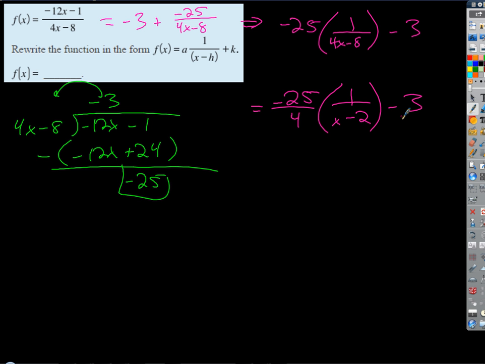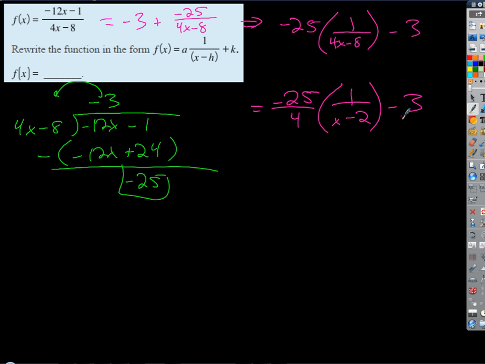Okay, what's A then? A is weird this time. It's a fraction, right? What is it? Negative 25 fourths. Yeah, it's a fraction. That's all right. It can be a fraction. What's H? 2. What's K? Okay, negative 3. So it all worked out, but look what I could have done.